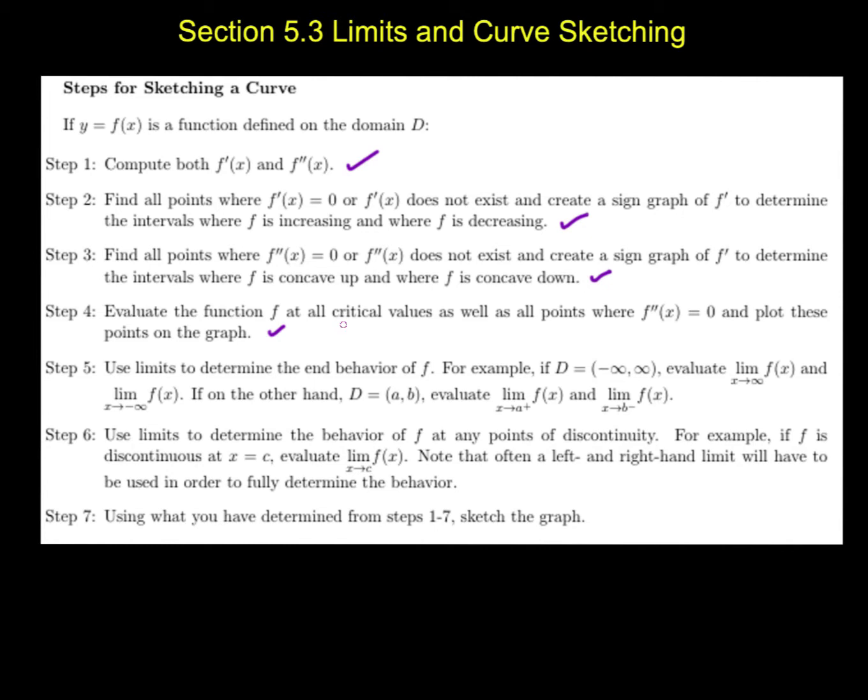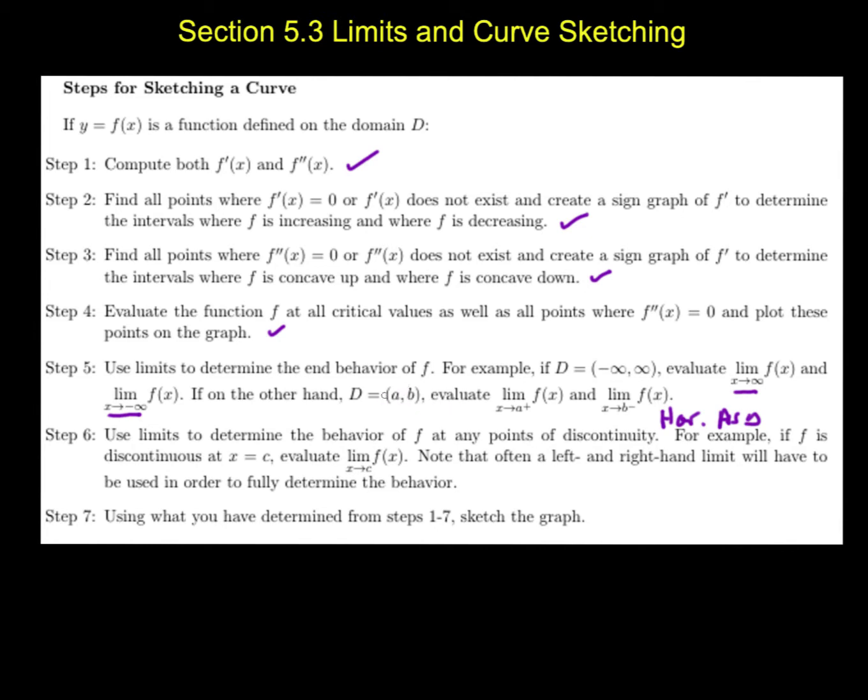But now that we've got limits at infinity or infinite limits, we can look at the end behavior. So if say the domain is all reals, then we would look at the limit as x goes to infinity and x goes to negative infinity. And if those limits exist, then we would have a horizontal asymptote.